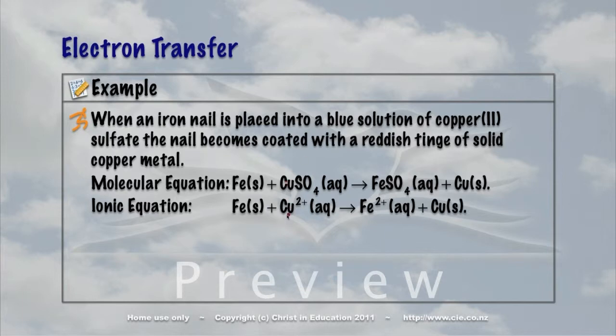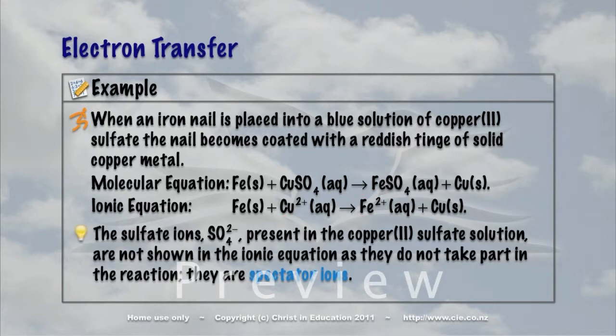Here you can see that we have written the copper as copper 2+. So that would be the ion. Over here, we would have copper 2+ and we have our sulfate ion. And here, of course, we've got the ferrous ion, Fe2+. The sulfate ions present in the copper sulfate solution are not shown in the ionic equation because they do not take part in that reaction. They are called spectator ions.